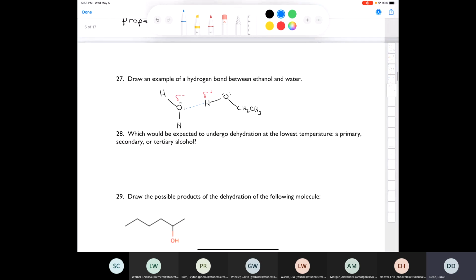Now, what you drew might not look exactly like the way that I've done it, but it should be some kind of facsimile, I guess. It should look something like that. All right.